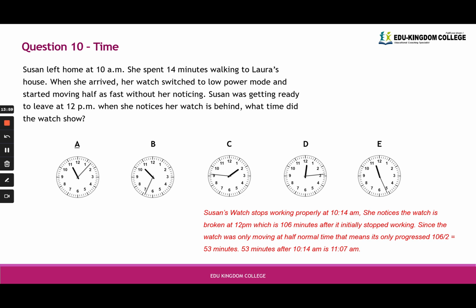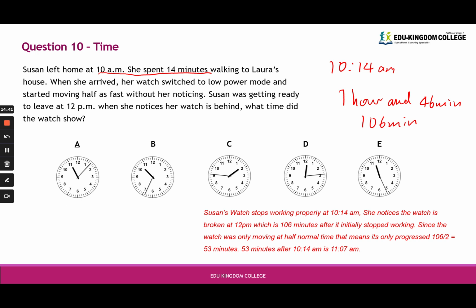Okay, so what we need to do is we need to know that when the watch stopped working properly, right? So the watch stopped working properly 14 minutes after 10 a.m., right? So that'll be 10:14 that the watch stopped working properly. Okay, and so she was leaving at 12. So in between this, right, we actually had 1 hour and 46 minutes in between, right? And that's just 106 minutes, right? Between 10:14 a.m. and 12 p.m., right?